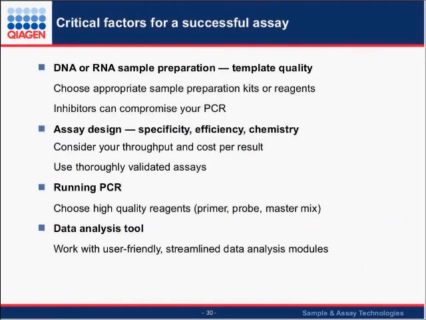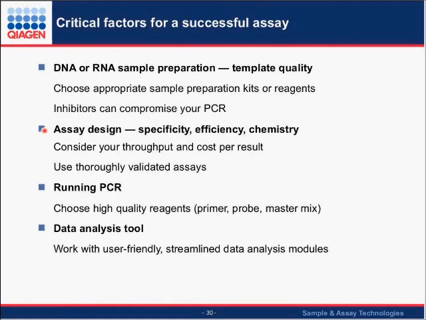So, critical factors for a successful assay. What do you need to do in order to have a really successful assay? Well, your DNA or RNA sample preparation has to be extremely good. You have to get good template quality. It needs to be as clean as possible. So you need to choose appropriate sample preparation kits or reagents that will remove as many inhibitors as possible, because inhibitors can compromise your PCR. As we said a moment ago, if you have inhibitors, the CT, which is the indication of the goodness of your reaction, can be moved far to the right with an inhibition.